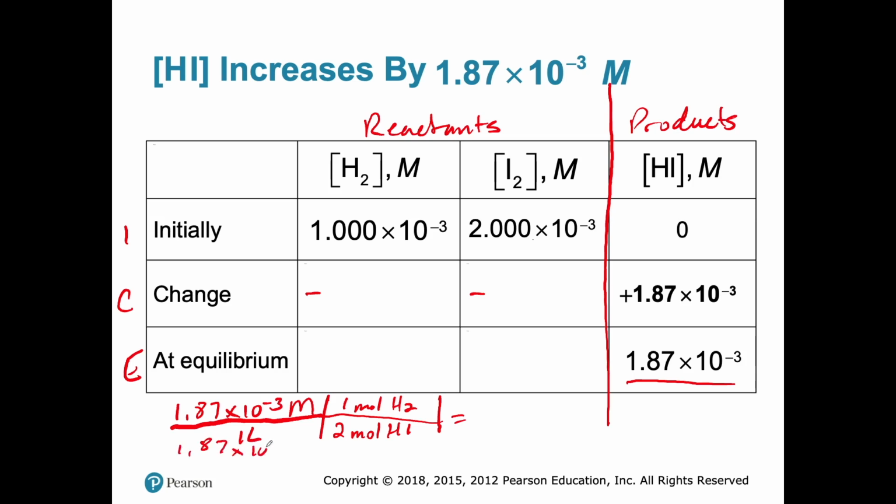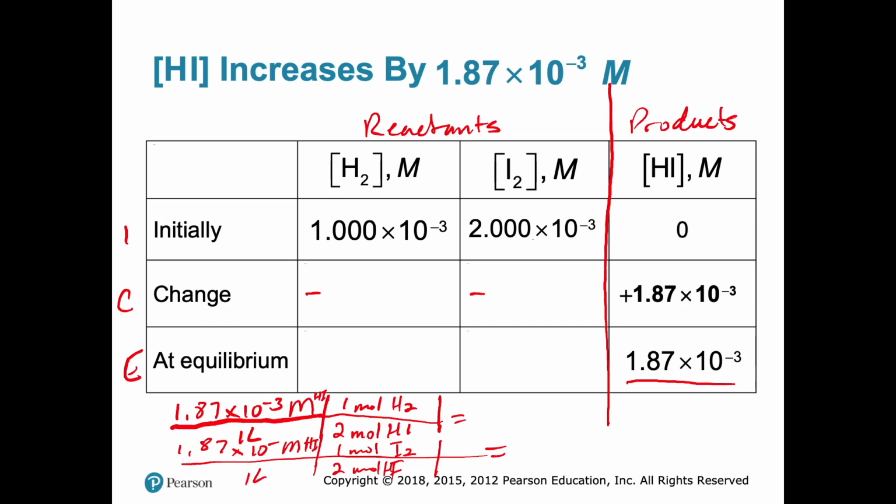But just for giggles, 1.87 times 10 to negative 3 molar. Oh, I forgot to put HI up there. HI, 1 liter, okay? And then for every 2 moles of HI, we get 1 mole of I, and that gives us a number.